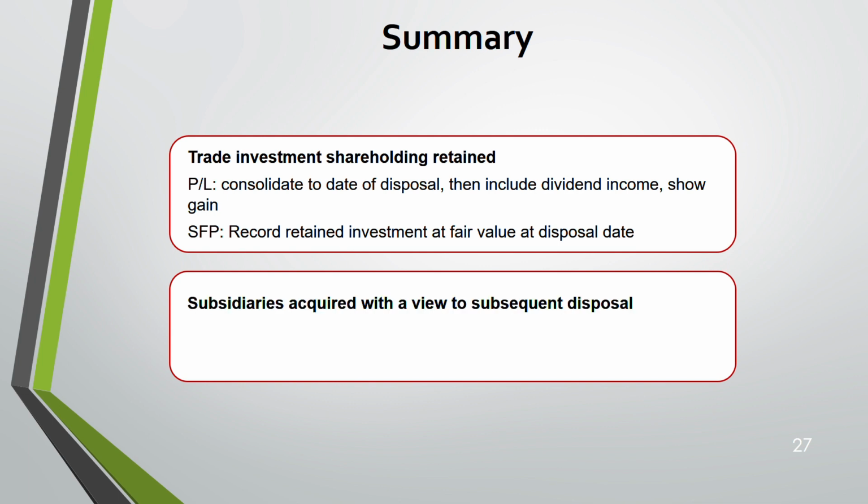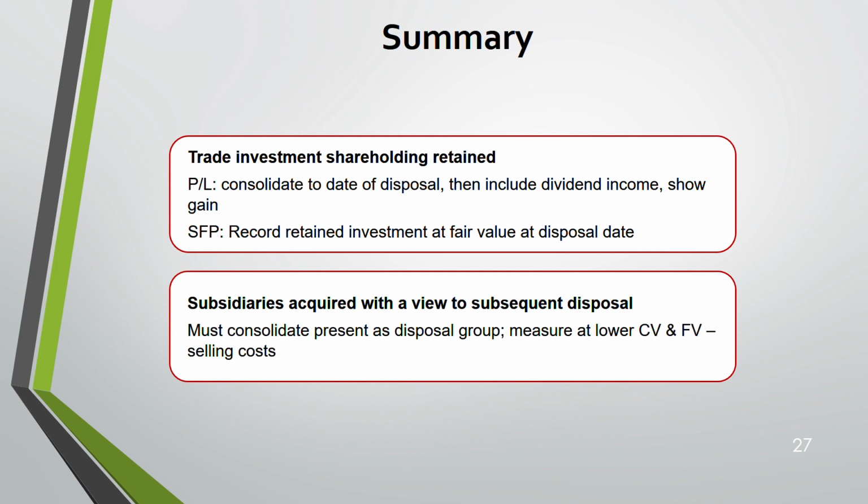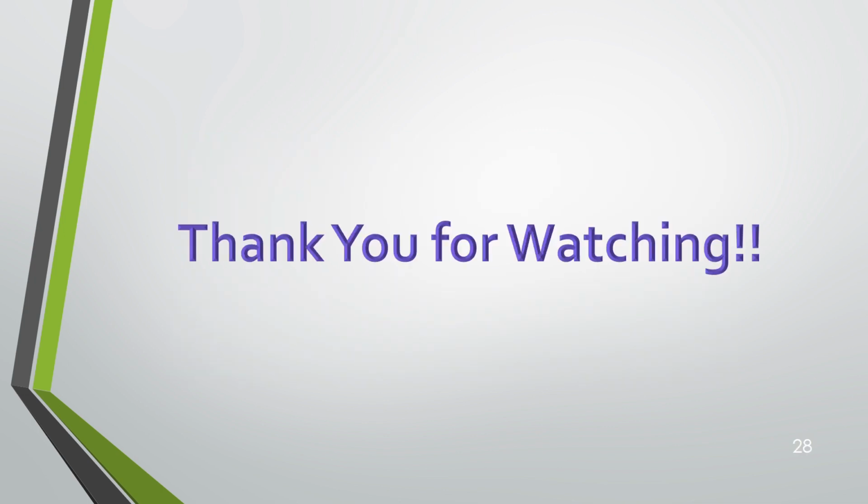And where subsidiaries are acquired with a view to subsequent disposal, the IFRS 5 rule applies: lower of carrying value or fair value less cost to sell. You have to measure it at that. CV stands for carrying value. FV is fair value less selling cost. Lower of these two, because IFRS 5 says so. You must consolidate as a disposal group.